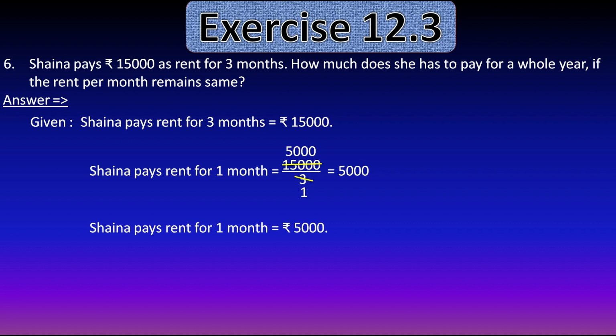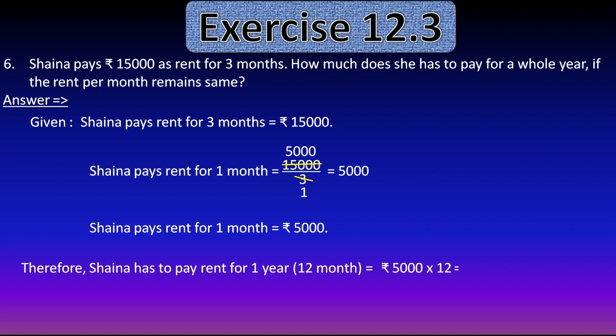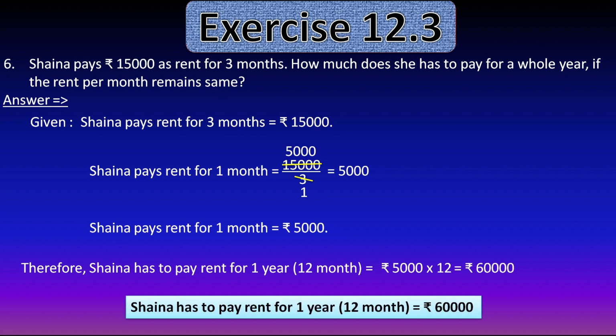Okay. Now we have to find it for the whole year. Whole year is equal to 12 months. So we will multiply this 5,000 by 12. I got the answer as 60,000. So Shaina has to pay rent for 1 year is rupees 60,000.